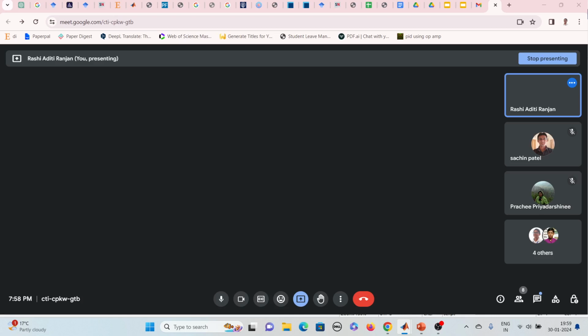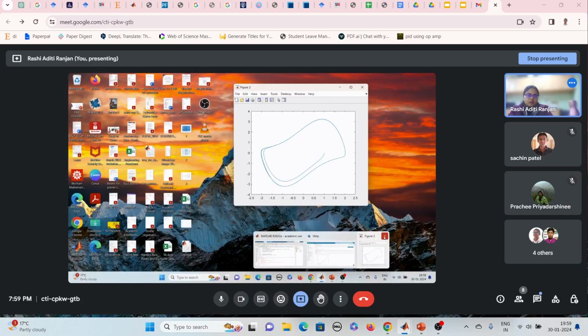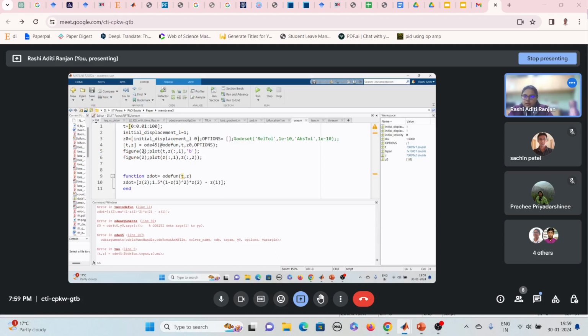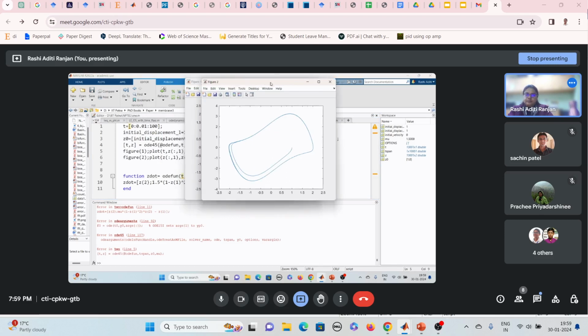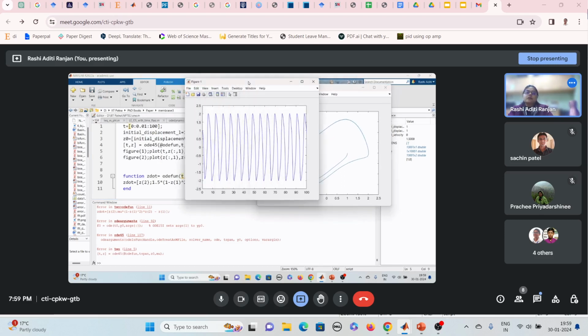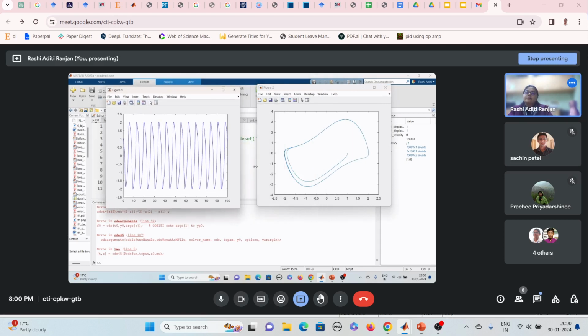Just use this command here. I'll have the solution. Okay, so figure 2 is the phase plot, and figure 1 is the time response. So here you can see that for 1 comma 0 the response is like this.